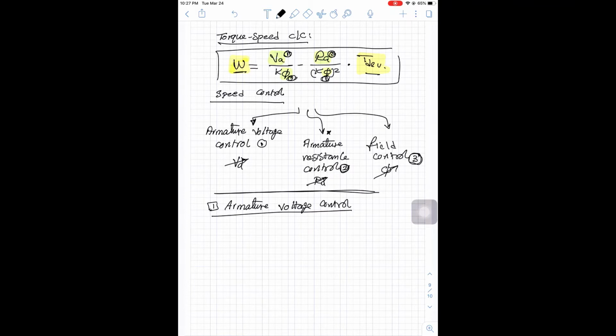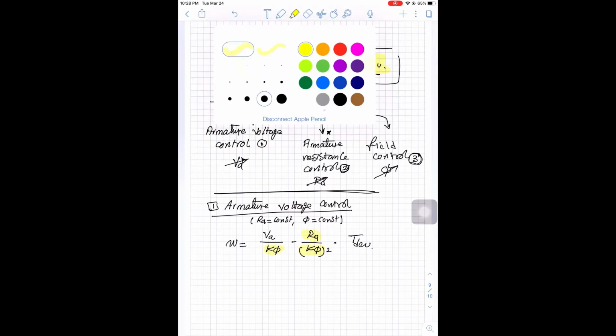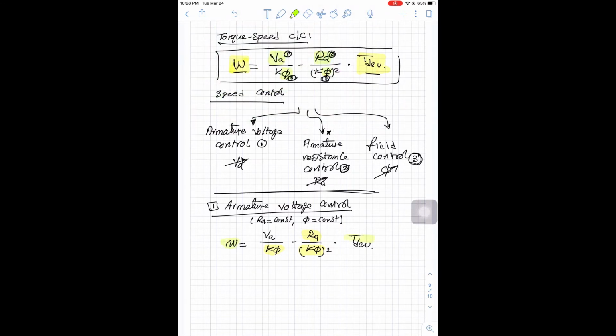Okay, so let's see armature voltage control. When we do armature voltage control, we assume that RA is constant and the flux is constant. So we have speed equal to VA divided by K phi minus RA divided by K phi all squared multiplied by T developed. Now let's highlight what is constant and what is variable. Here K phi is constant, RA is constant, and our equation is between omega and T. So what you can do here is change VA.